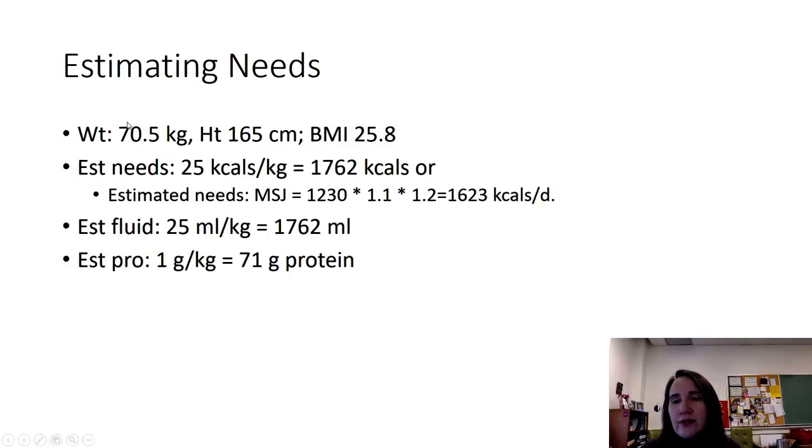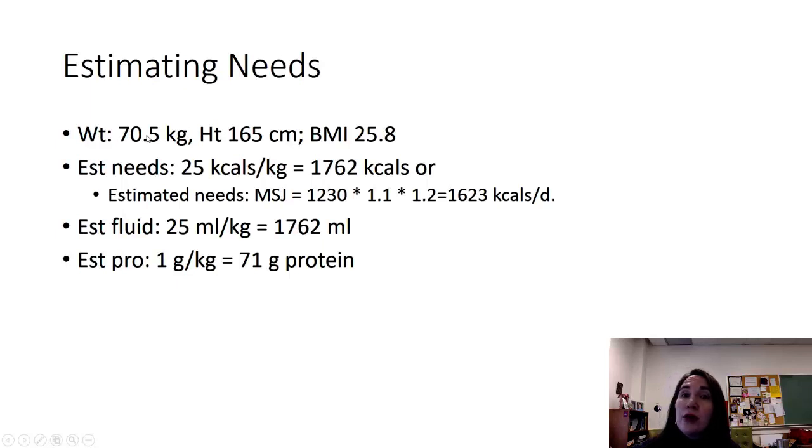So I give you these details. She is, we said she was 65 inches and 155, so remember to convert 155 pounds to kilos. I take 155 divided by 2.2, and she weighs 70.5 kilos.